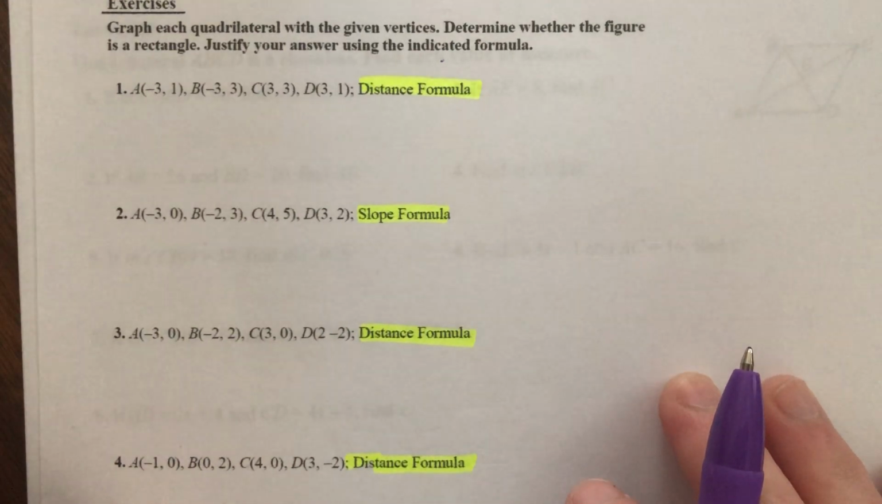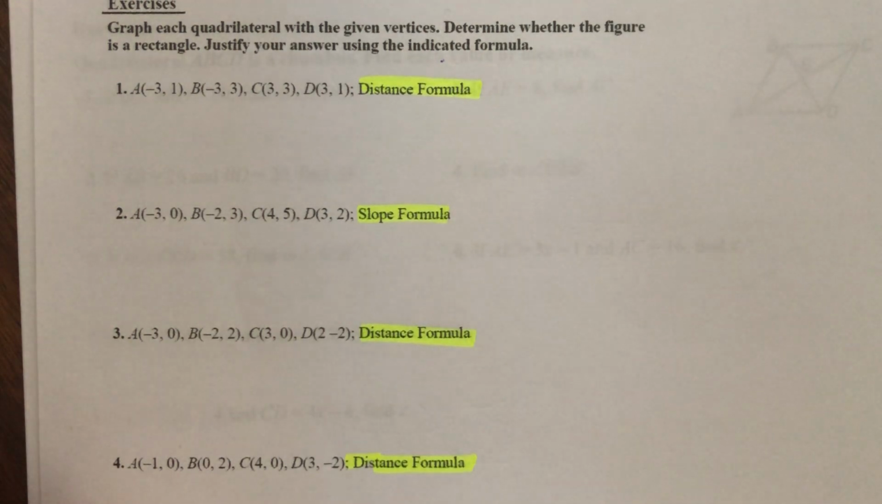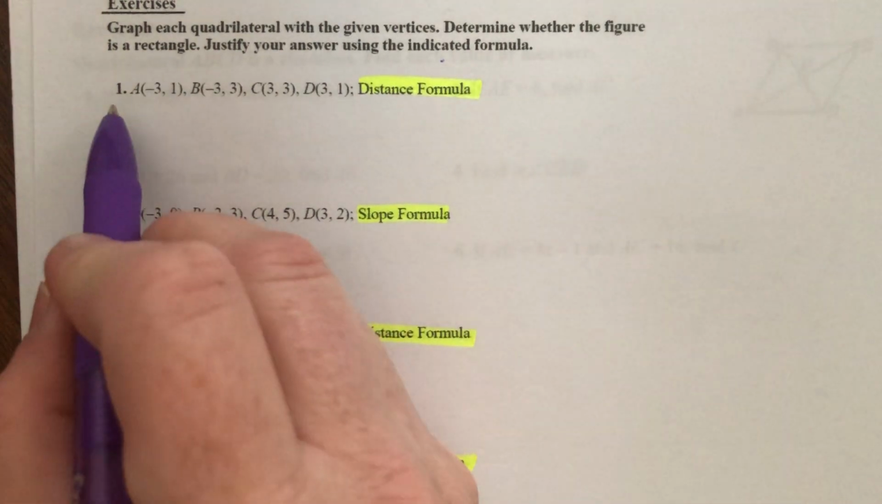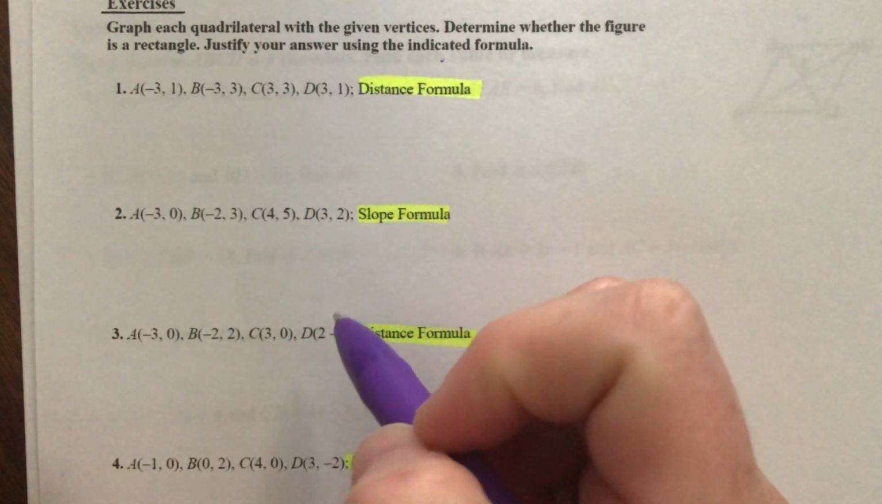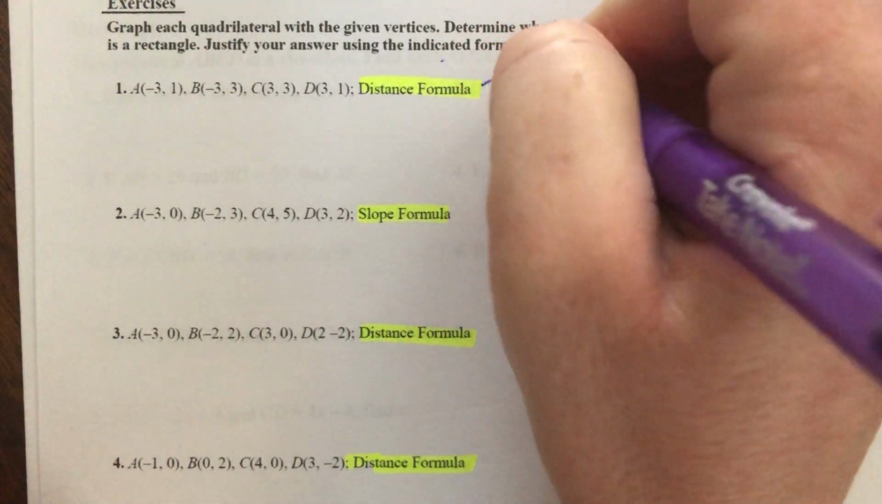Okay, so that's all we're doing down here. It's going to tell us which formula to use, and then we have to figure out how we are going to prove it's a parallelogram and a rectangle, and we actually have to do it, right? So it's kind of tedious. We're going to start here with number 1, distance formula. The only thing we can prove with the distance formula is length.